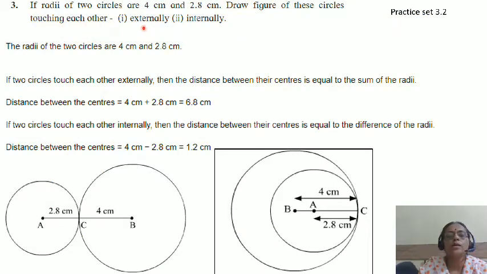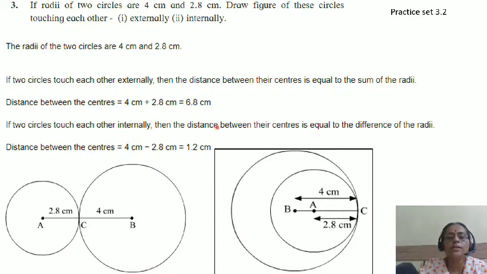If radii of two circles are 4 centimeter and 2.8 centimeter, draw figures of these circles touching each other externally as well as internally. So radii of the circles are 4 centimeter and 2.8 centimeter. If two circles touch each other externally, then the distance between their centers is equal to the sum of the radii. So addition is 6.8 centimeter. Observe, 2.8 plus 4 centimeter, AC plus CB, it is 6.8 centimeter.